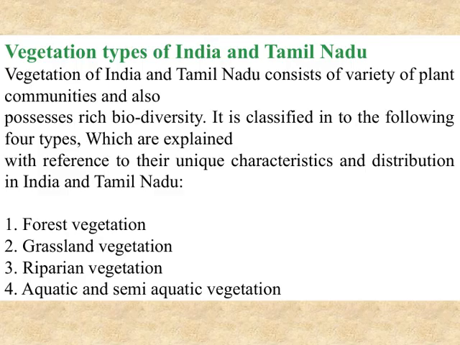Finally, aquatic and semi-aquatic vegetation includes plants that thrive in water bodies like lakes, ponds, and marshes. These ecosystems are essential for maintaining water quality, supporting fisheries, and providing habitat for many aquatic organisms. Understanding these different types of vegetation helps us appreciate the rich biodiversity of India and Tamil Nadu, and highlights the importance of conserving these diverse ecosystems as part of our overall environmental stewardship.